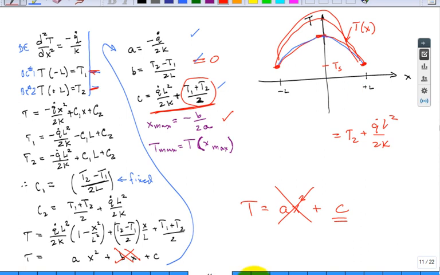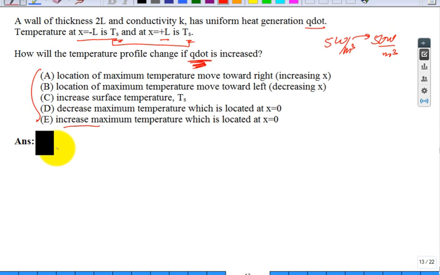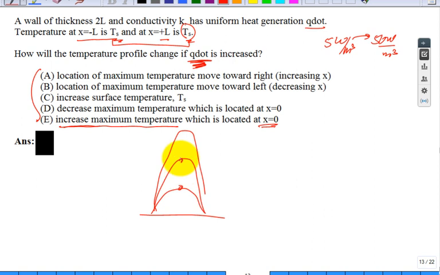Well, this is TS, you're right. T1 is T2 for this problem, TS. So hopefully that made sense. You're going to have a higher maximum temperature, but the location doesn't change. The TS stays the same. You just pick up an increase where the max temperature goes up at X equal to 0.